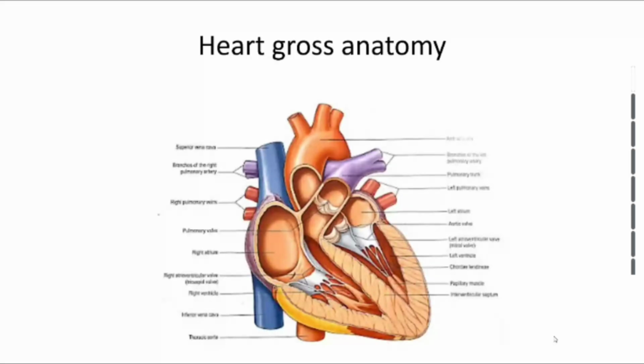You can see the left pulmonary veins, that is from the left lung. And then we have the right pulmonary veins from the right lung. And then it will come back now into the left atrium. And then from the left atrium, the blood will move to the left ventricle through the left atrioventricular valve, what we call the mitral valve.